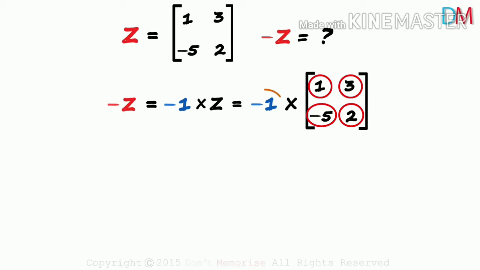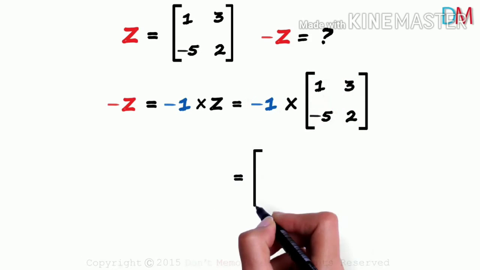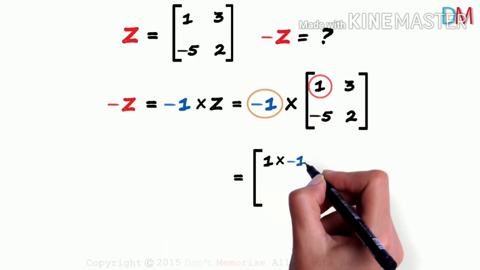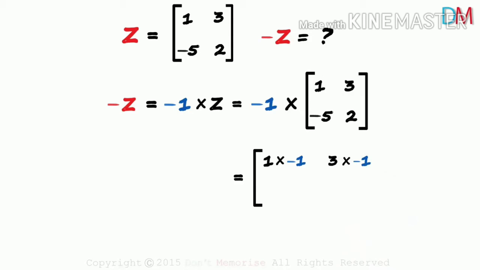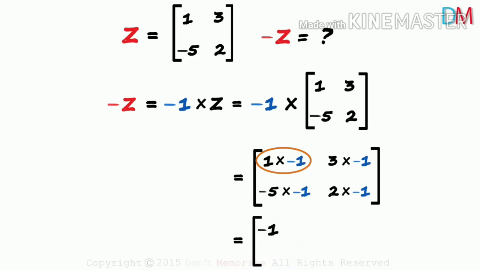Each element will be multiplied with -1. 1 will be multiplied with -1, then 3 will be multiplied with -1, and the last two elements will also be multiplied with -1. Now we just need to solve the expressions in each of the positions to get the final matrix. 1 multiplied with -1 is -1. 3 times -1 is -3.